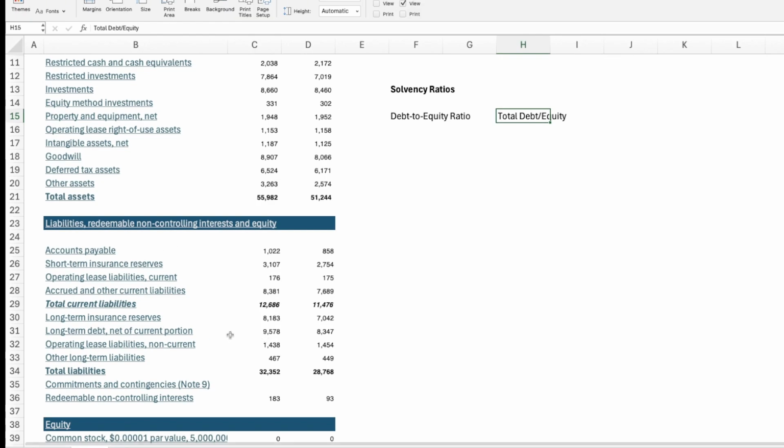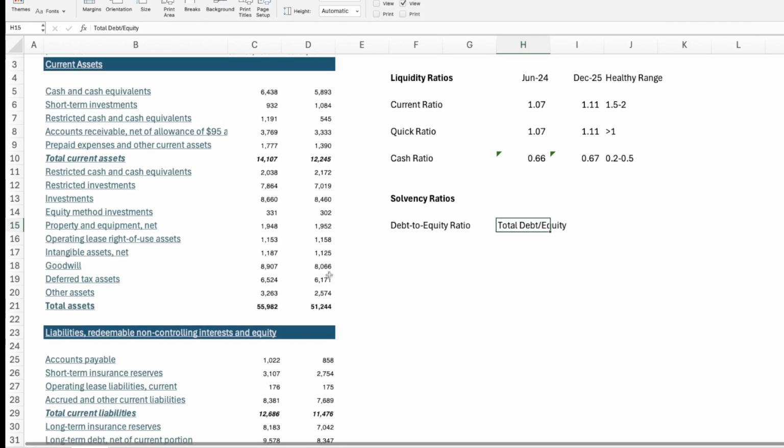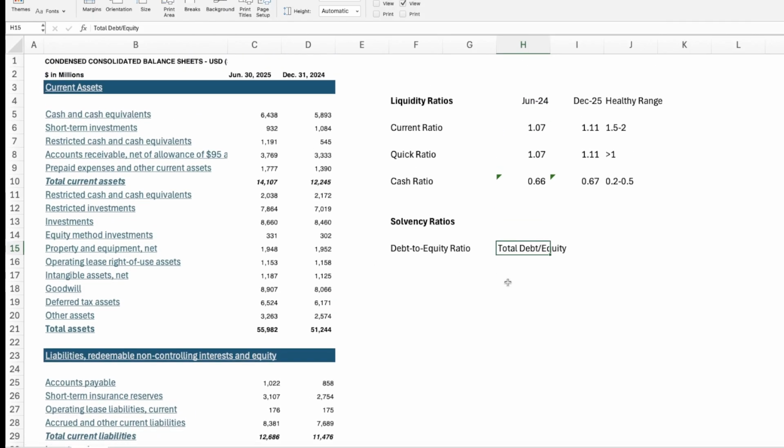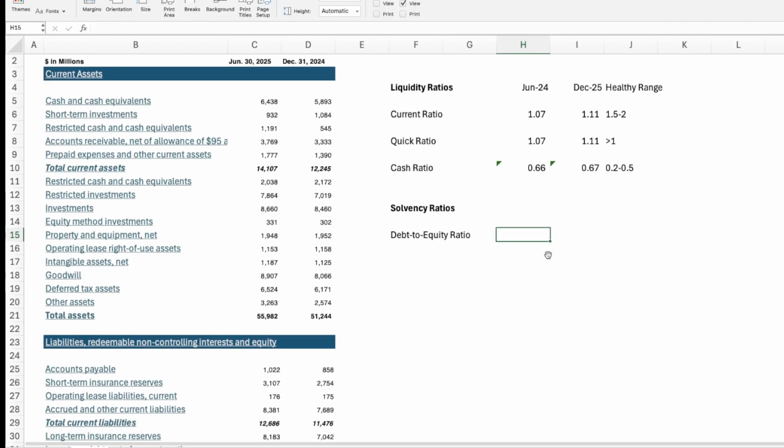And we'll take that as long-term debt net of current portion, 9578 for the latest year, 8347 for the previous. Otherwise there's no other debt. So let's do that: total debt divided by equity.